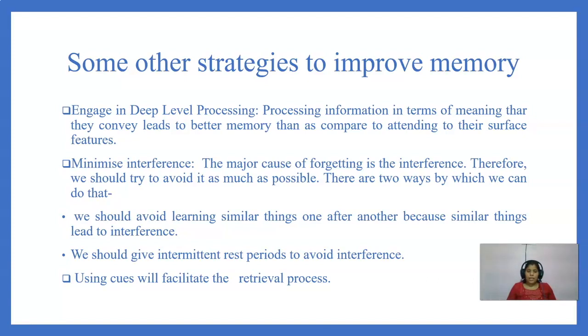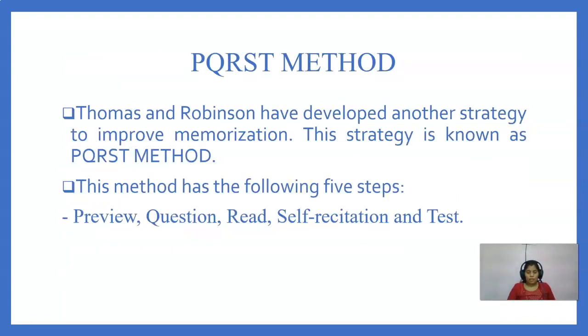सेकेंड, मिनिमाइजिंग द इंटरफेरेंस. इंटरफेरेंस की वजह से हम लोग बहुत कुछ भूल जाते हैं. सो हम लोग को अवॉइड करना चाहिए, ऐसे करना चाहिए कि हम लोग को अपना स्टडी को, अपना पढ़ाई को ऐसे प्लानिंग करना चाहिए कि हम लोग इंटरफेरेंस को रोक सके. जैसे कि क्या होता है, जब सिमिलर थिंग्स होता है उसमें इंटरफेरेंस ज़्यादा होता है, तो हम लोग सिमिलर थिंग एक साथ नहीं लर्न करेंगे. वी शुड डू देम सेपरेटली. और हम लोग को जो लर्निंग के बीच में थोड़ा रेस्ट पीरियड देना चाहिए, सो दैट वी कैन अवॉइड इंटरफेरेंस. ऑल्सो हम लोग को क्यू यूज़ करना चाहिए, हिंट्स यूज़ करना चाहिए जो हम लोग को रिट्राइव करने में इजी हेल्प करता है.